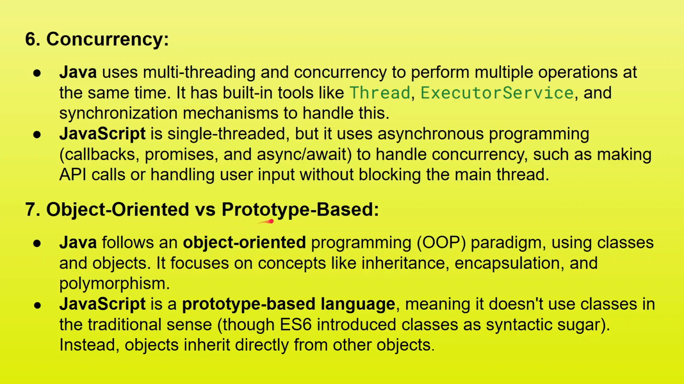Object oriented versus prototype based. Java follows an object oriented programming paradigm using classes and objects. It focuses on concepts like inheritance, encapsulation, and polymorphism. JavaScript is a prototype based language, meaning it does not use classes in the traditional sense, though ES6 introduced classes as syntactic sugar. Instead, objects inherit directly from other objects.